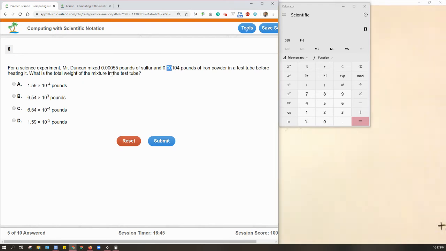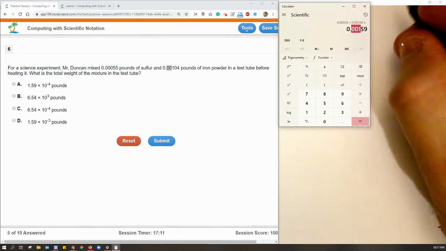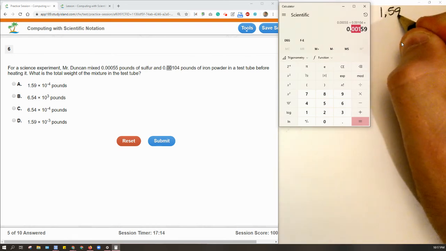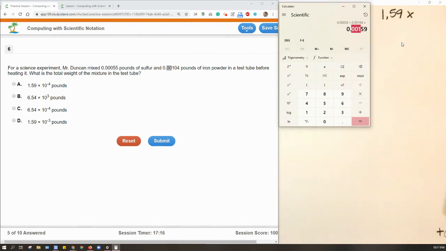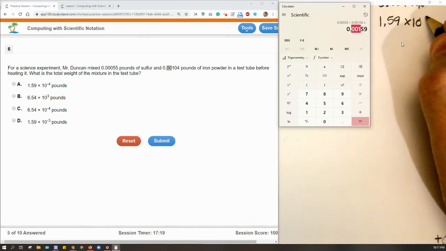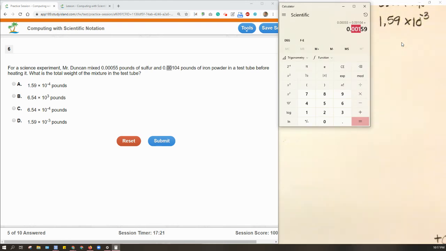Well, if we want the total weight of 2 different things and we know how much each one weighs individually, we just add them together. So let's go ahead and add these. 0.00055 plus 0.00104 equals, and we get 0.00159. When we go ahead and try to convert that into scientific notation, we have to move our decimal point 3 places to get it between the 1 and the 5. So we have 1.59. Since we moved it 3 spaces, we're going to still have times 10, and our number is going to be 3, but again, it's negative because we're talking about a tiny number.